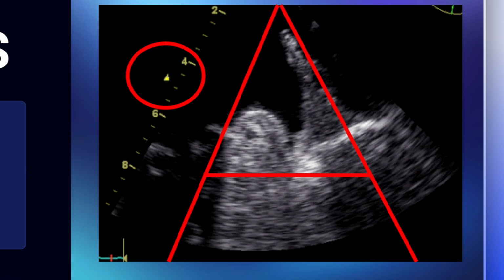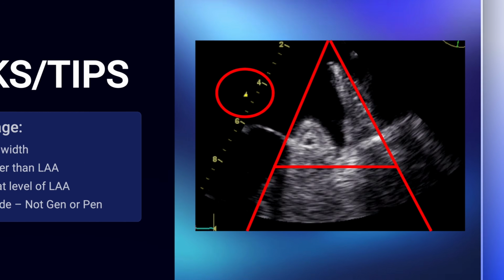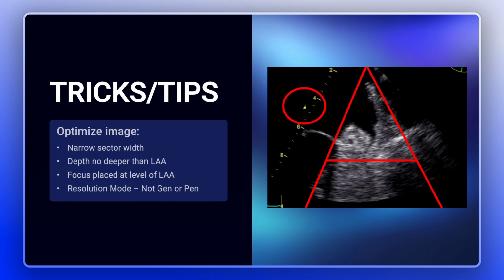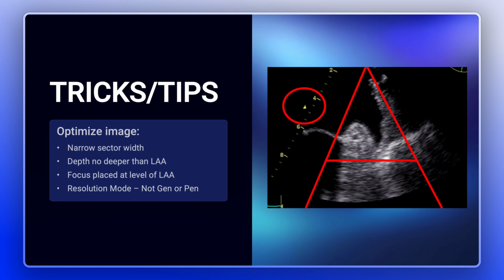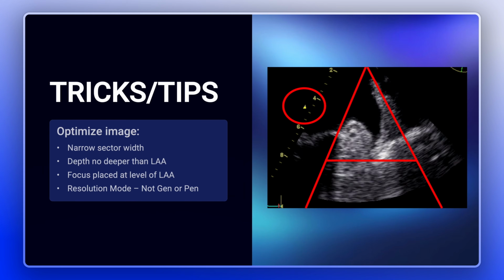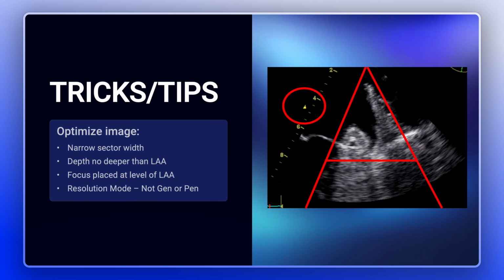Place your focus at the level of the left atrial appendage and ensure your echo machine is in resolution mode, not gen or penetration mode. Make sure it is in resolution mode so you have the best imaging of near field objects.